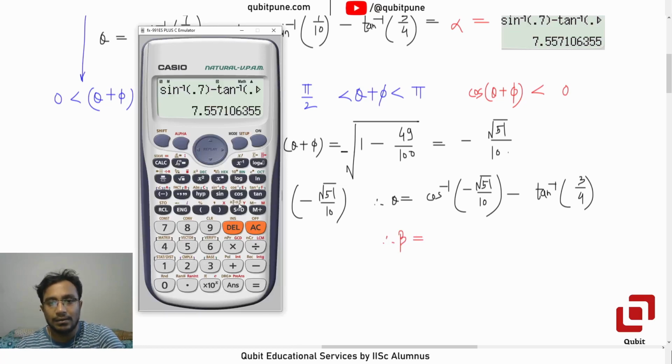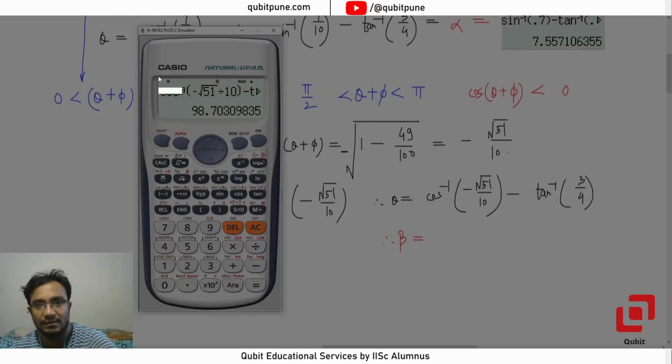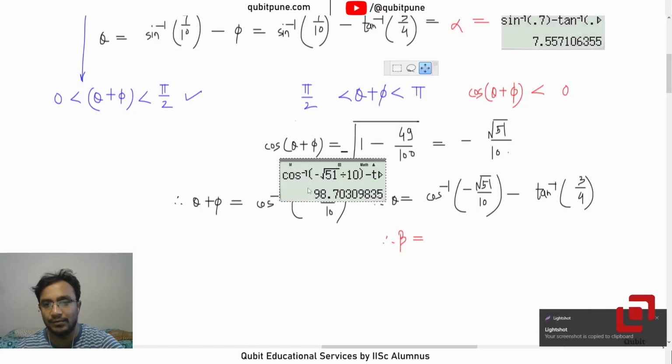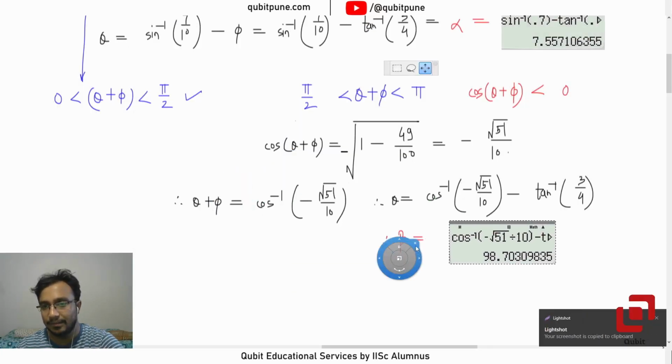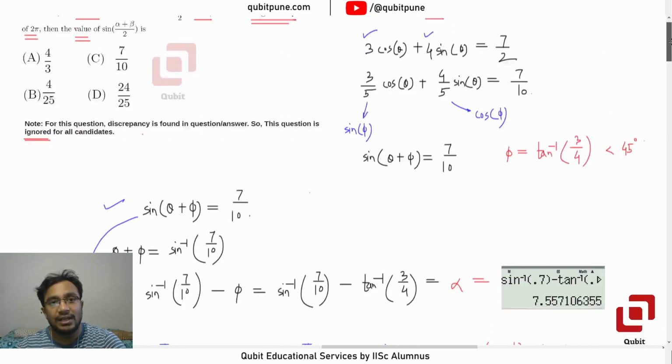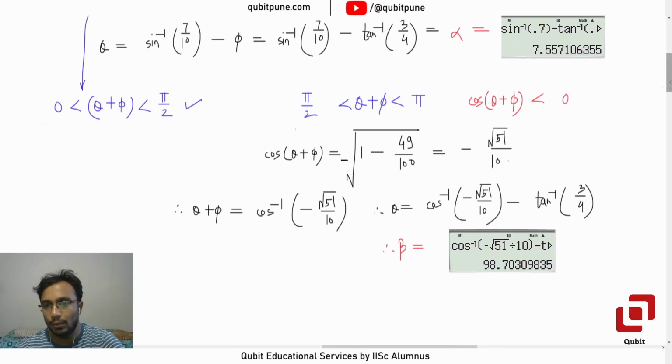Cos inverse of negative root 51 by 10 minus tan inverse of 3 by 4. Now that is 98.70, and you may please note that this is an obtuse angle. Now what will we do? We need to find sine of alpha plus beta by 2.